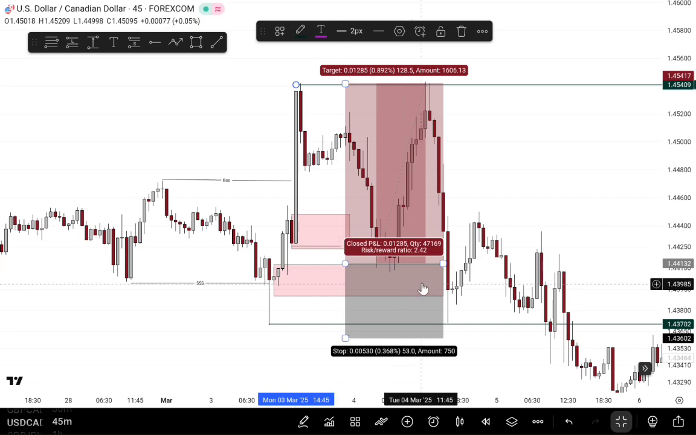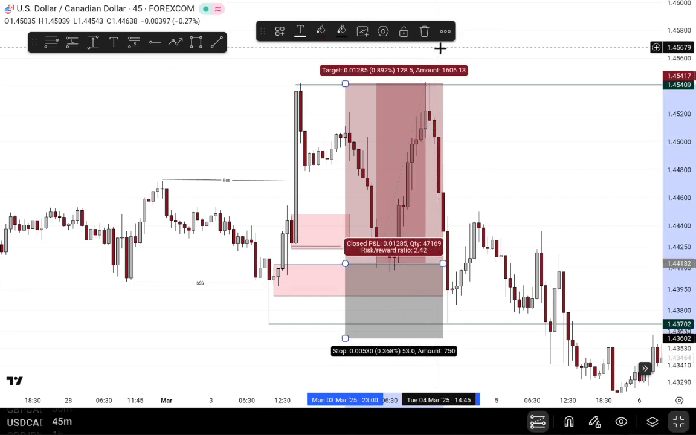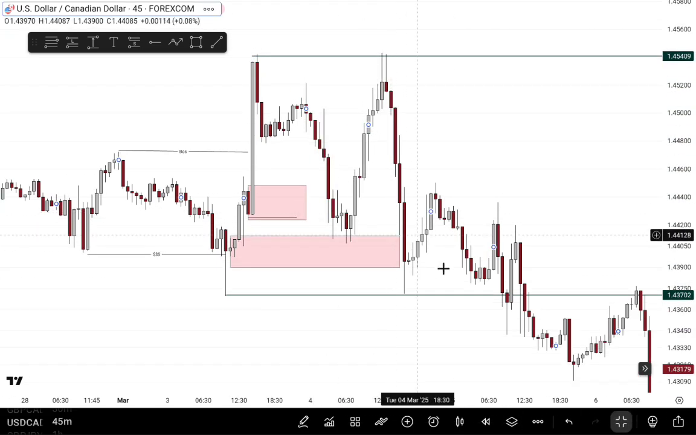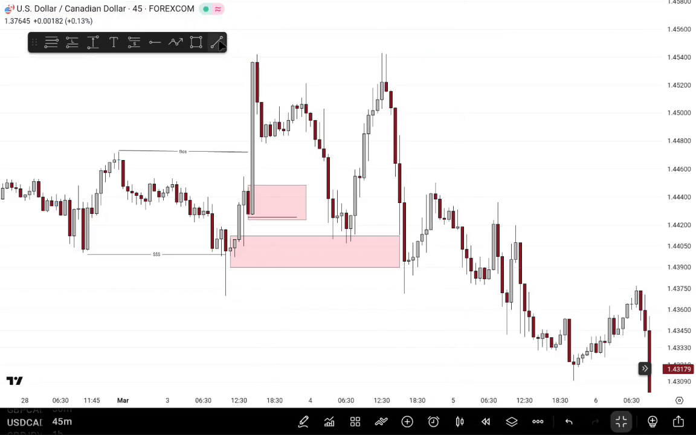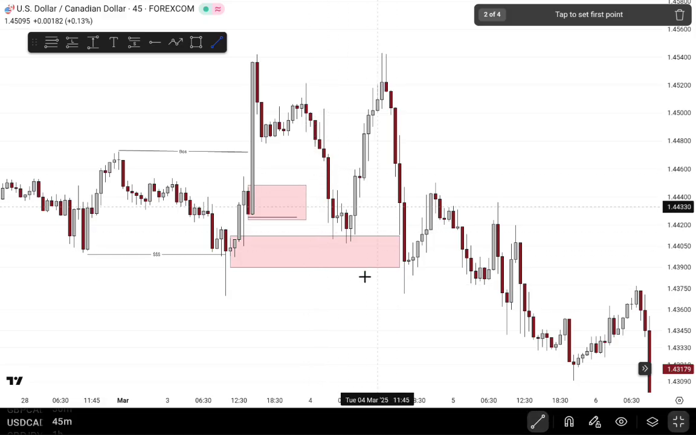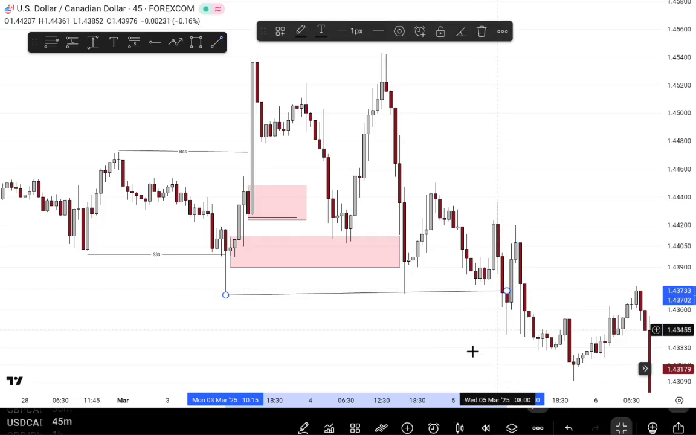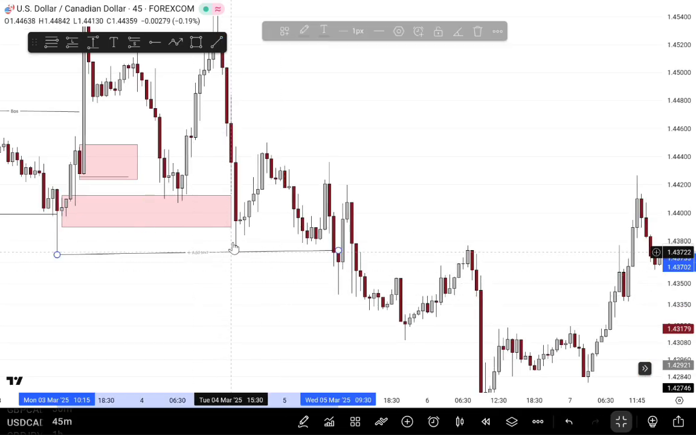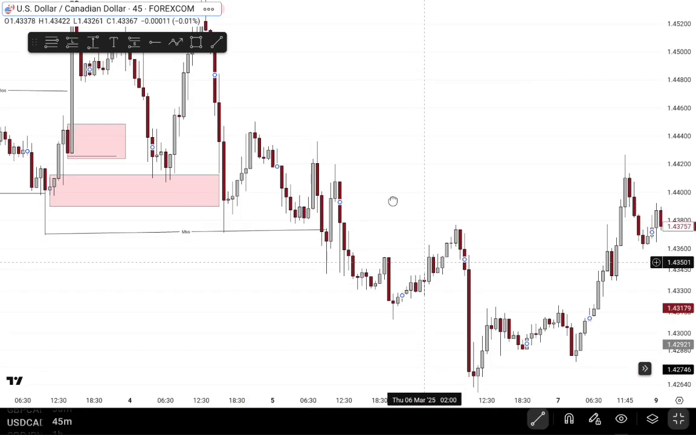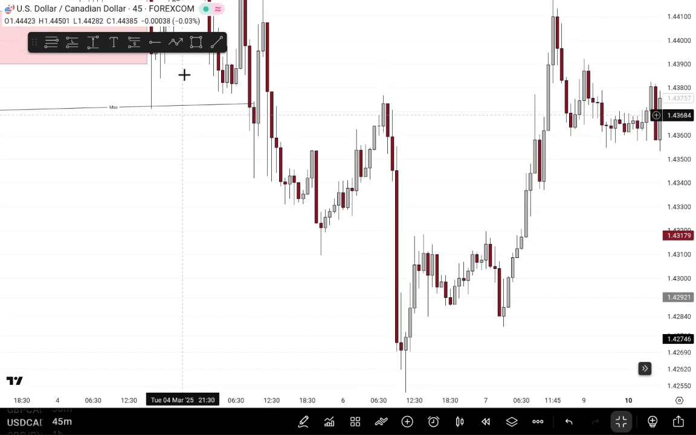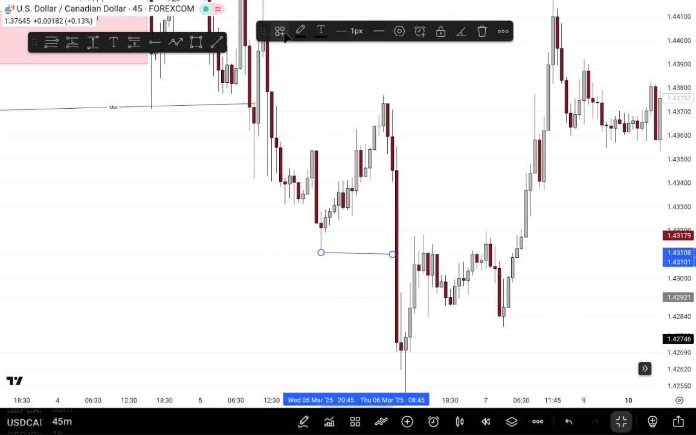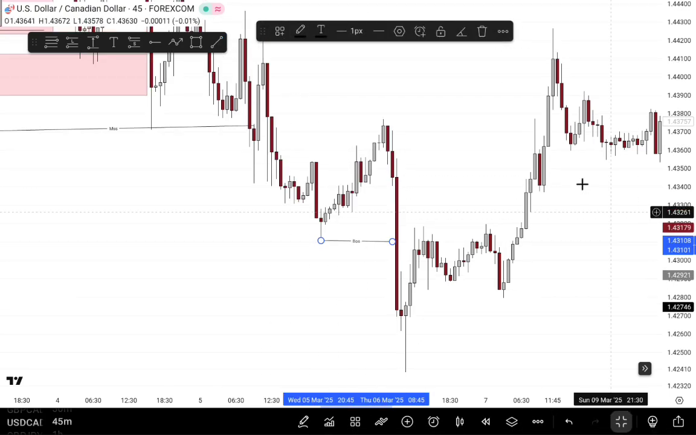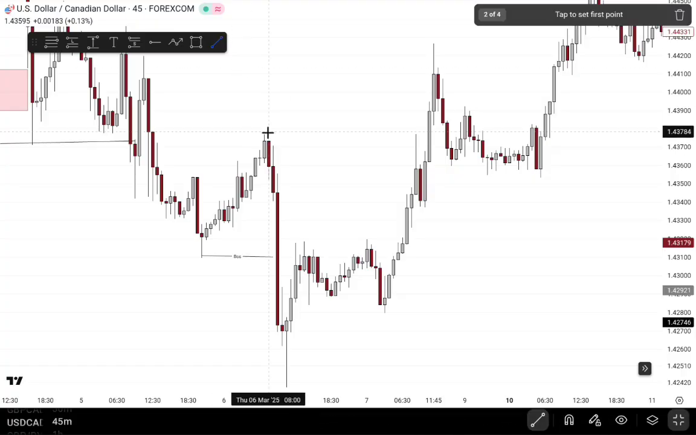You can see our price start to collect liquidity from this swing high. After that, price does break structure to the downside. Price also has to collect liquidity from the buy side. Now we have a market structure shift, and we also have another break of structure to the downside. So this is the last break of structure at this point.